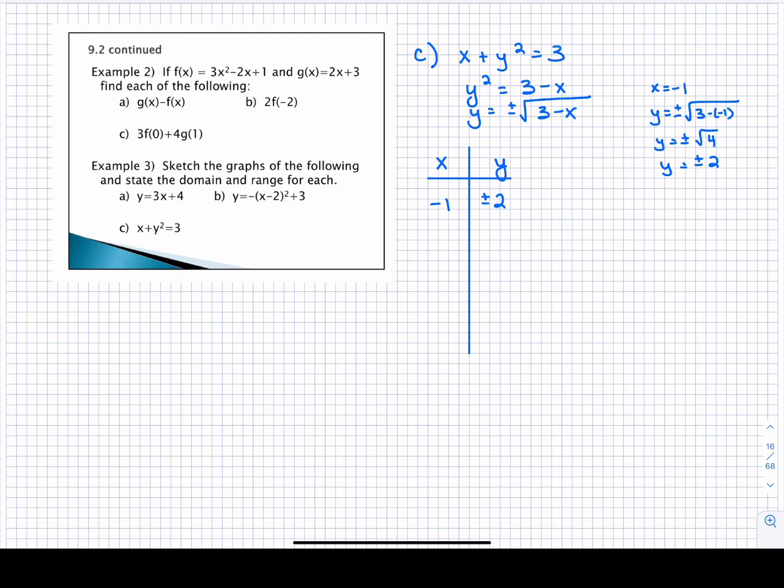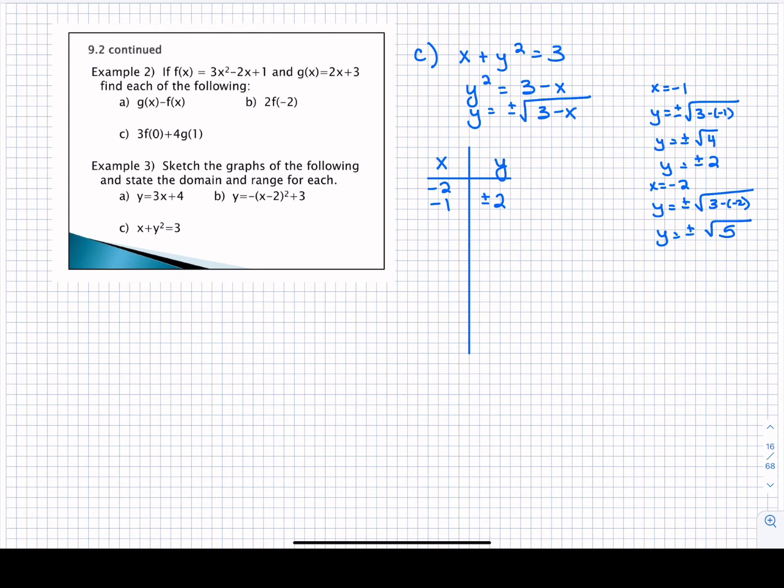If you picked negative 2, let's say, so I'm going to sneak negative 2 in. Watch what happens here. If x is negative 2, then you get y equals plus or minus the square root of 3 minus a negative 2, which is really 5. Now, the square root of 5 is not a nice number. It's an irrational number. So chances are pretty good if I didn't have my calculator, I wouldn't want to use the square root of 5. So let's pick some other values and see if we can't come up with something that's a little bit better.